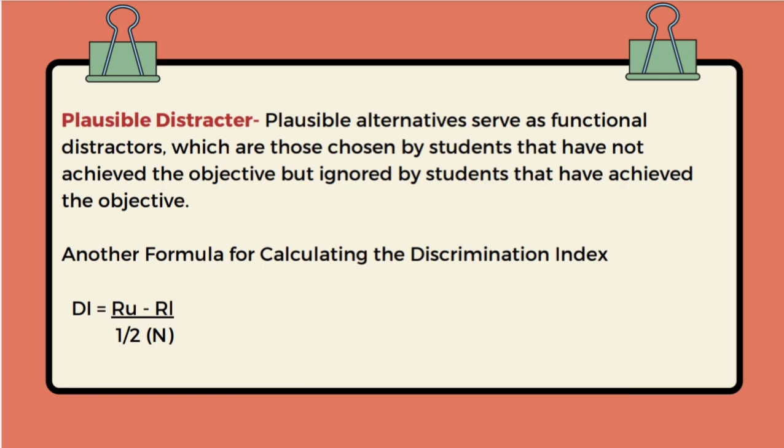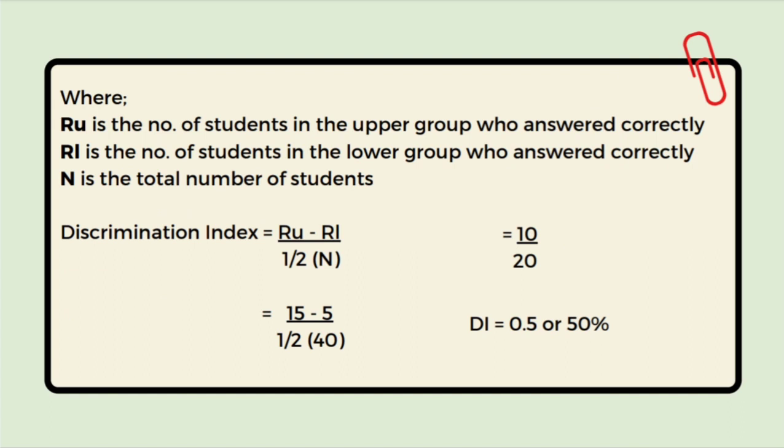There's also another formula for calculating the discrimination index, and this is DI is equal to RU minus RL over 1/2 of N, where RU is the total number of students in the upper group who answered correctly, RL is the total number of students in the lower group who answered correctly, and N is the total number of students. So now, at this point, let us check if we can get the same answer from this formula, the second one, to the first formula that we used earlier.